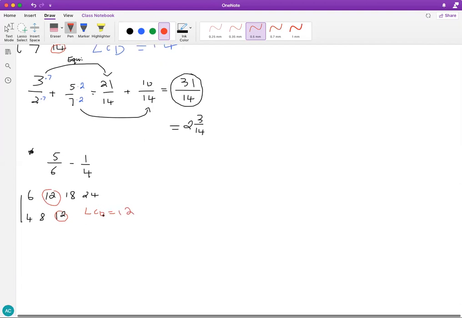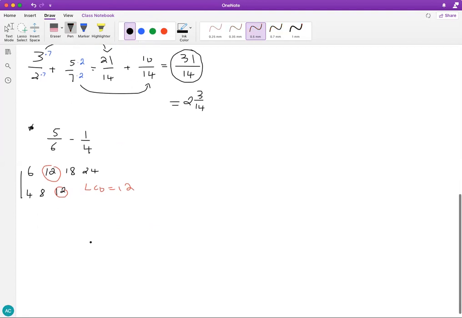Okay, now that we found the LCD, what do we do with it? Now you have to convert. We're going to turn these two fractions into new ones with 12, so both of them should have 12 as the denominator. You write the new fractions. These will become new fractions with the same denominator.